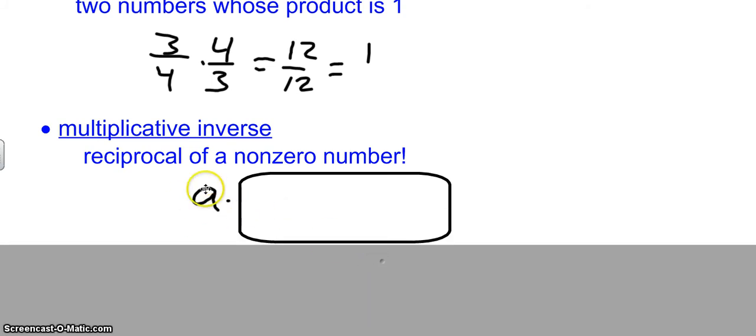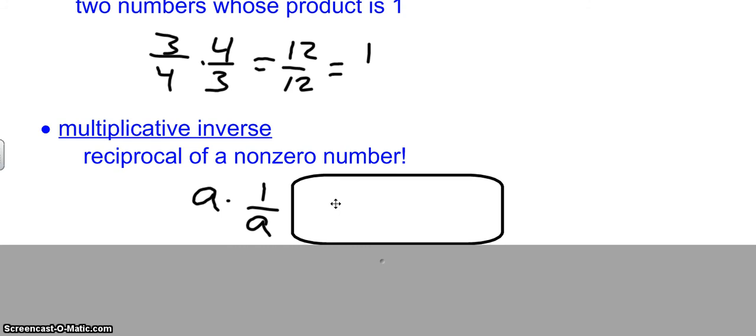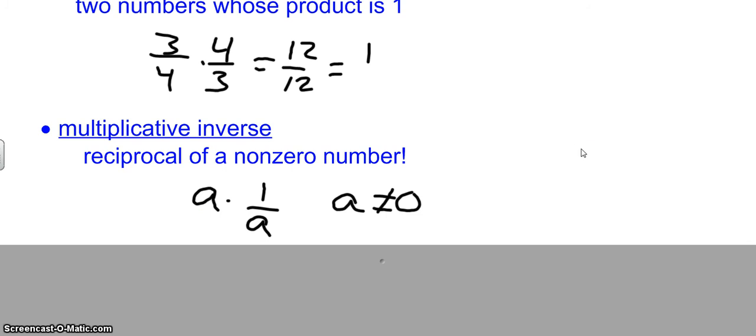But as a rule, we can say A times its reciprocal. So the reciprocal of A is 1 over A. Good. Equals 1, right? These are multiplicative inverses. Keep in mind, A may not equal 0. So whenever we see a variable in the denominator, we will see this little rule that A may not equal 0. What if A equals 0? What do we call that? That's right, undefined. Dividing by 0 gives us an undefined expression.